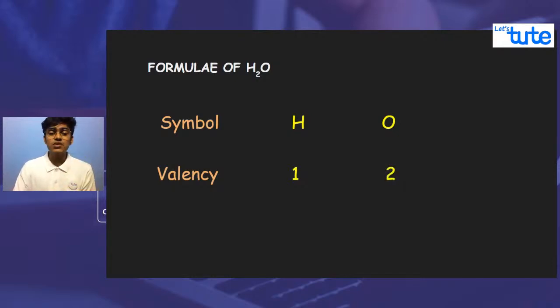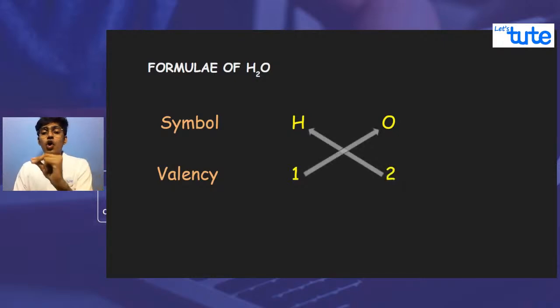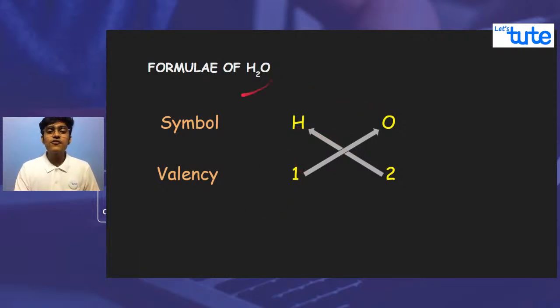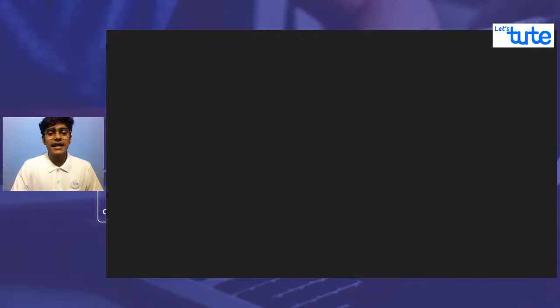In this case also, we are just going to cross their valency. So what am I doing? I'm just crossing their valency. This 2 will go to hydrogen and this 1 will go to oxygen. Hence the formula becomes H2O. I hope you got this. Let us look at one more example for a better understanding.